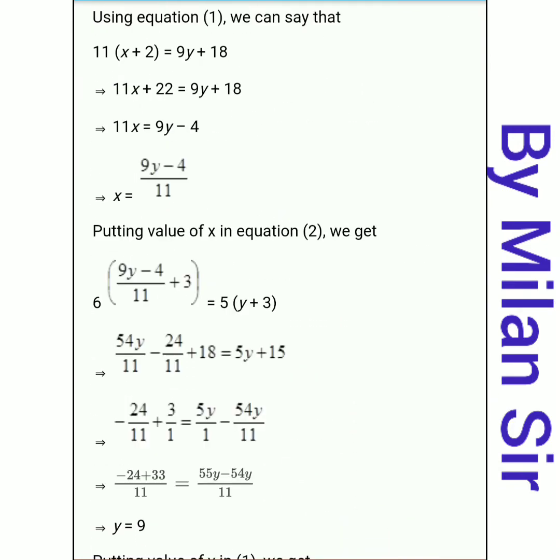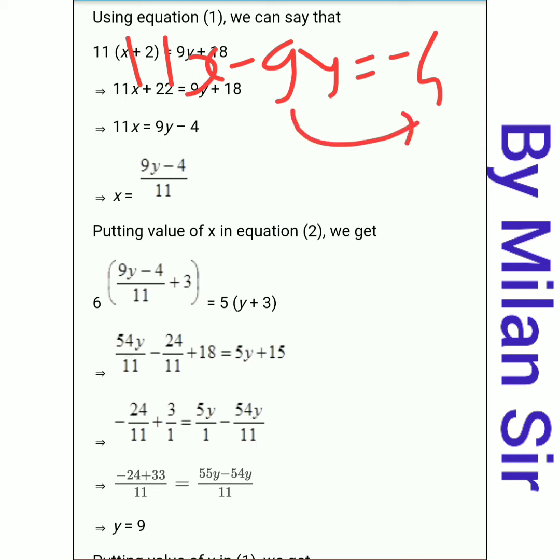Now I select equation number 1. Our equation number 1 is 11x minus 9y is equal to minus 4. Now I try to find x from here. So just transfer this 9y to the right hand side. Here 11x is equal to, here 4 is already there. If we transfer our minus 9y to the right hand side, it becomes plus 9y, right?